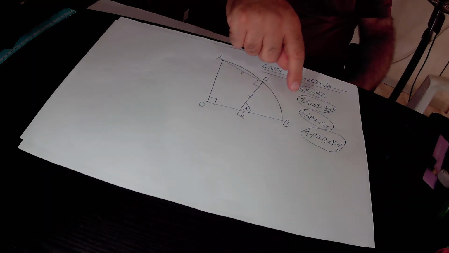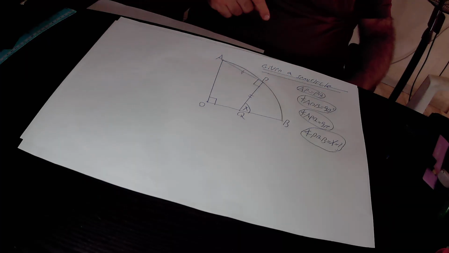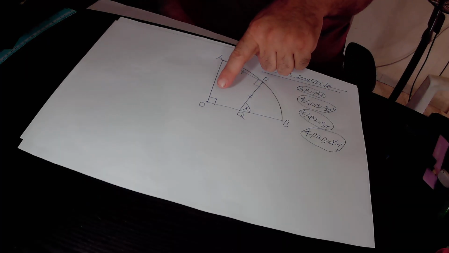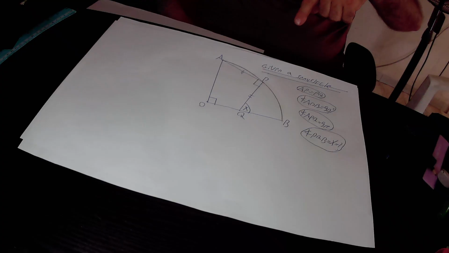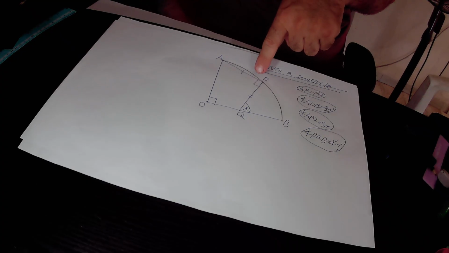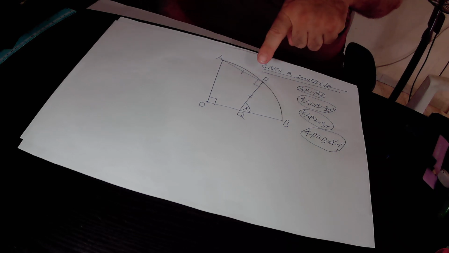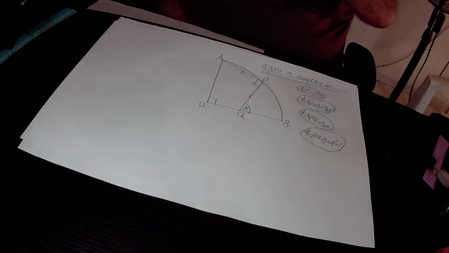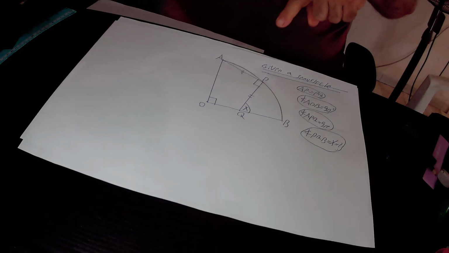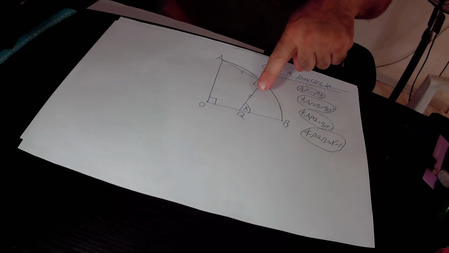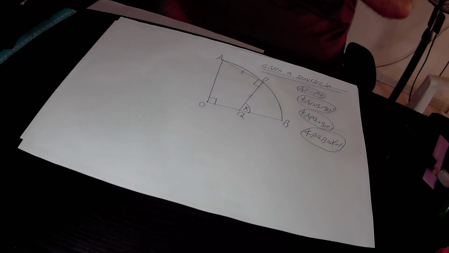In the drawing we have a quarter circle, AOB is a quarter circle. This is the angle AOB, this is the right angle. This is the angle APQ, this is also a right angle. In addition, we know that AP equals PQ, and our task is to find out the size of this angle PQB, which is equal to x. We have to find out the value of angle x.